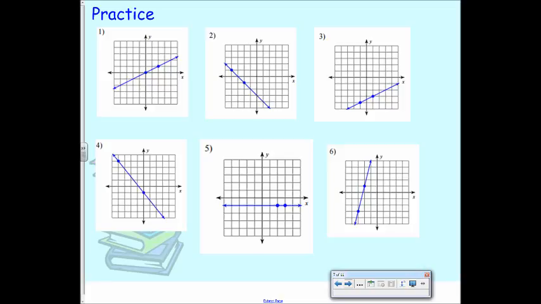Okay, so the biggest thing I would say with this is just make sure you're careful that you're doing your rise before you do your run. Some people did their x's before their y's. So y always goes on top. The dependent variable goes on top. The independent on the bottom.